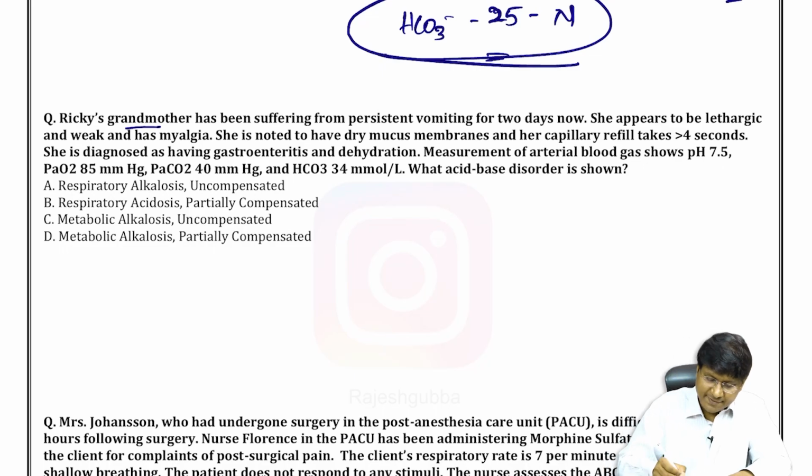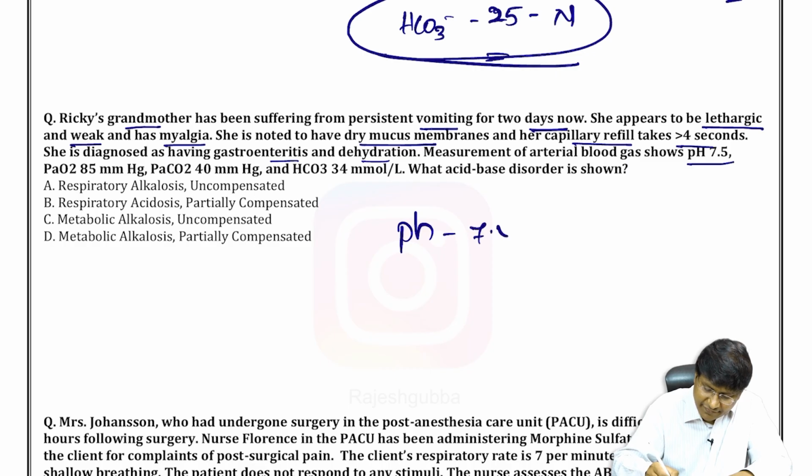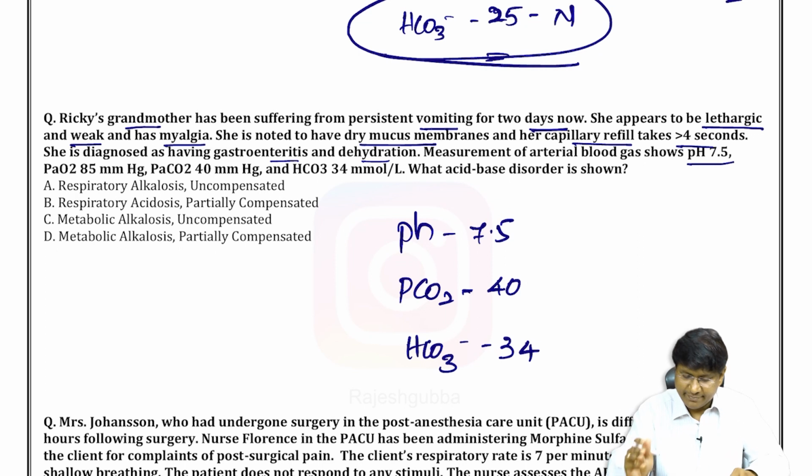Ricky's grandmother has been suffering from persistent vomiting for the past 2 days now. She appears to be lethargic and weak and has myalgia. She is noted to have dry mucous membranes and her capillary refill takes more than 4 seconds. She is diagnosed as having gastroenteritis and dehydration. Measurement of the ABG shows the pH of the individual is 7.5, the partial pressure of carbon dioxide is around 40 millimeters of mercury, and the bicarbonate value is around 34 millimoles per liter.